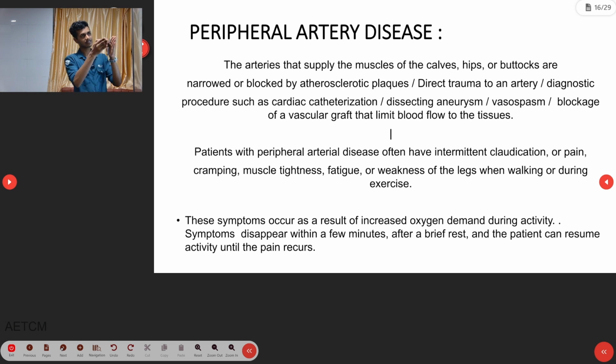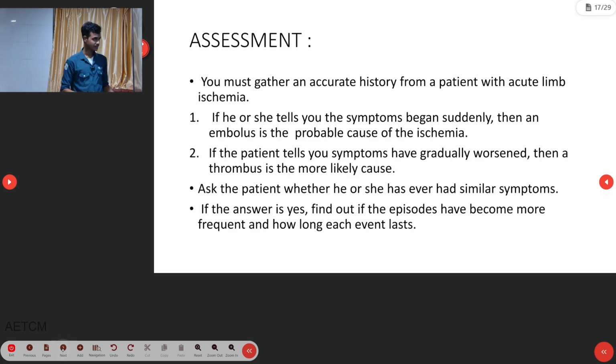Here are some of the causes affecting the perfusion. Affecting the perfusion means the delivery of oxygen will reduce, and reduced oxygen delivery means your ATP will also reduce. So because of the oxygen demand, it will cause weakness, muscle cramping, muscle tightness, and then fatigue.